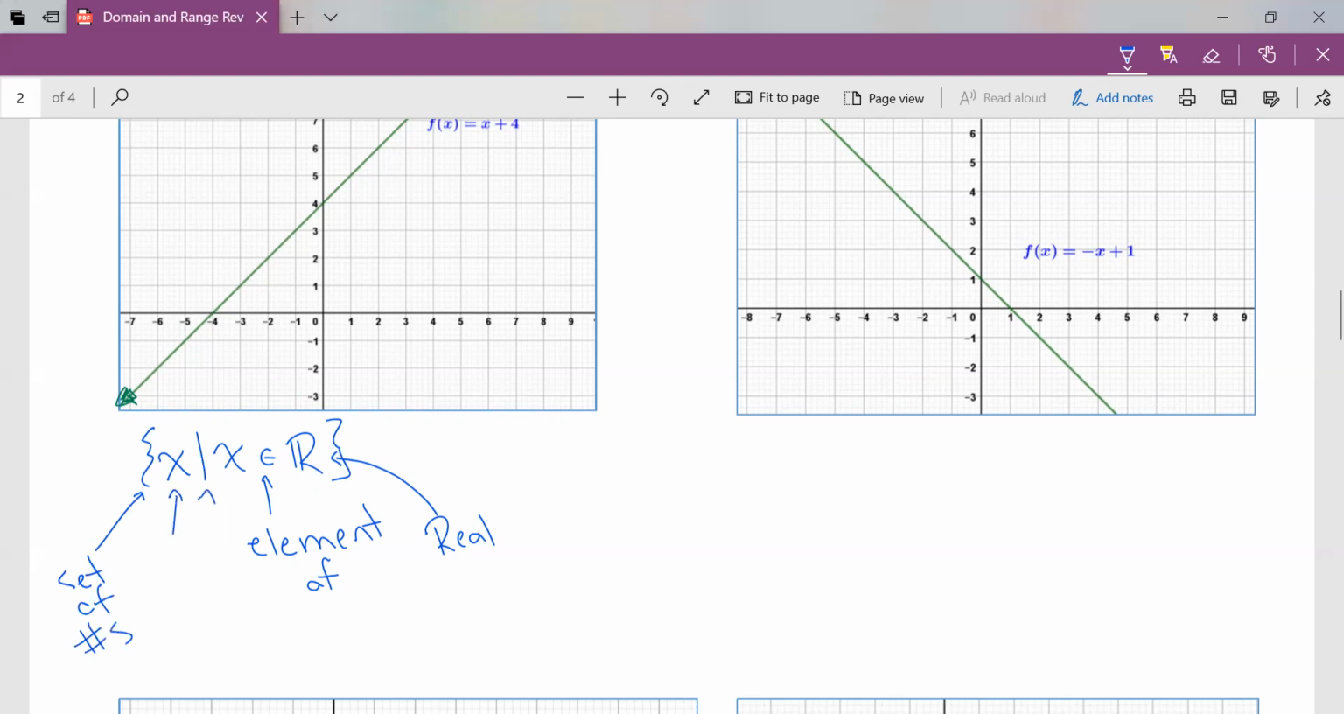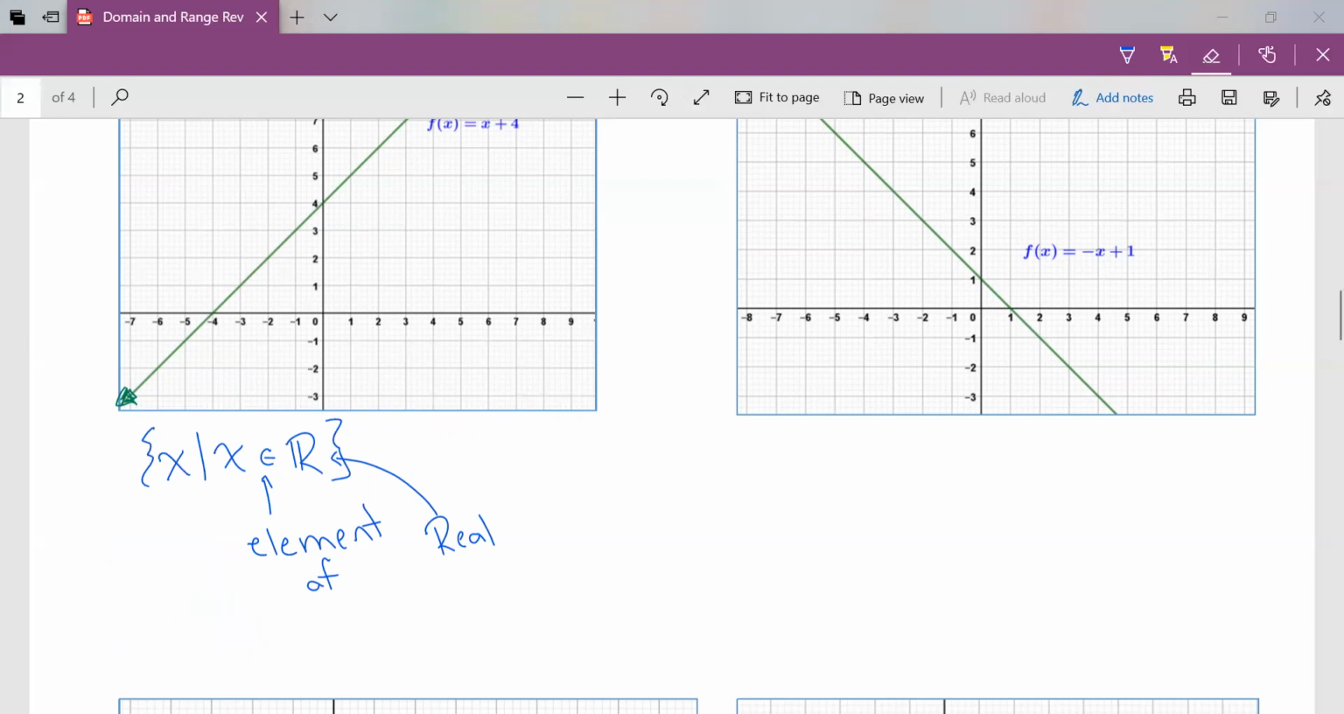x, and the vertical line means such that. So we've made ourselves a math sentence: the set of numbers x such that x is an element of the reals. Okay, that's a really fancy way to say x can be anything. Our input could be anything. Okay, so we need to be writing these things in proper full notation.